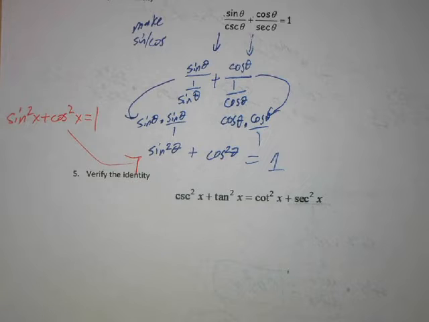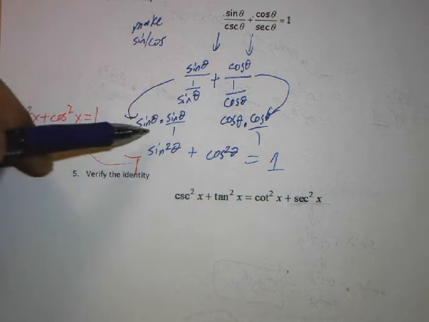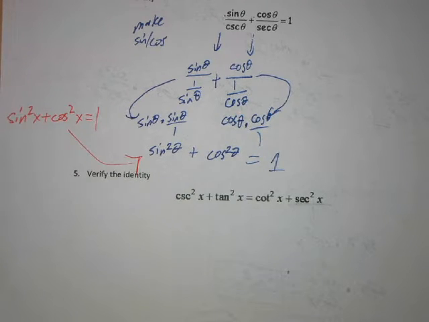All right, so that's the first one. Again, flip these to sines and cosines, then they multiply together, and you end up with the two squares for your identity, right?